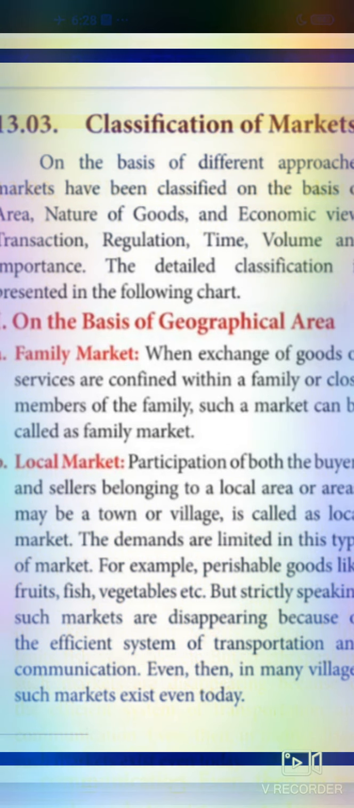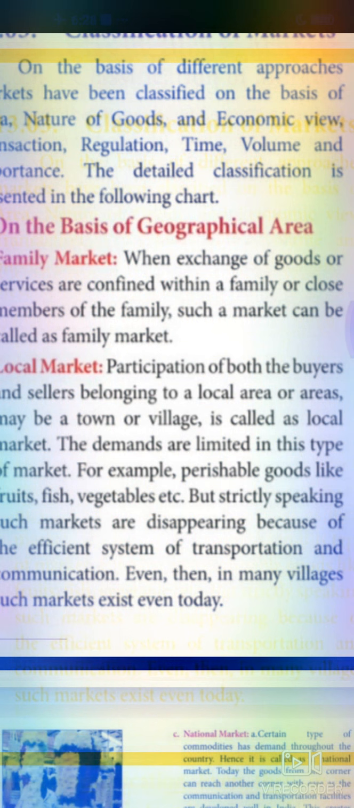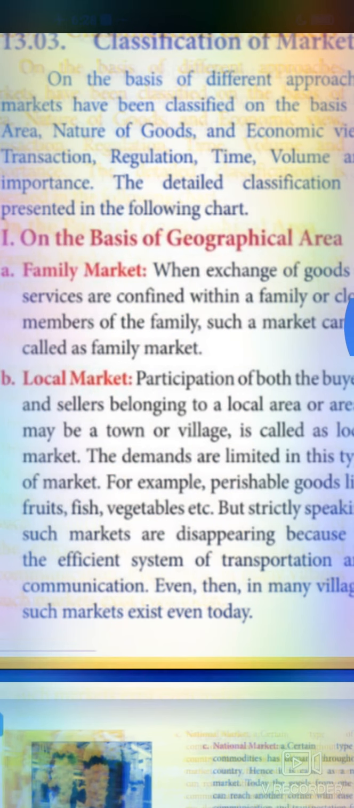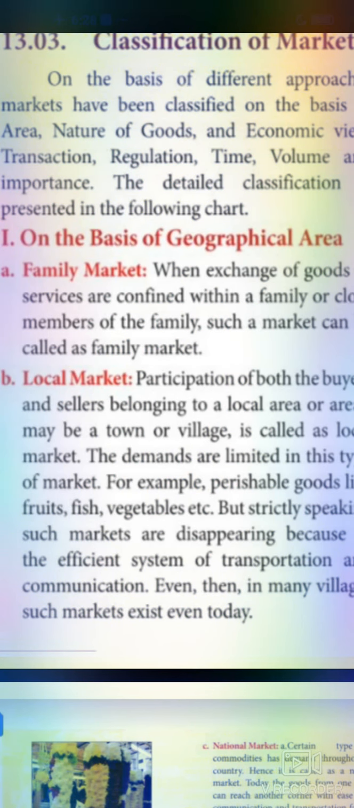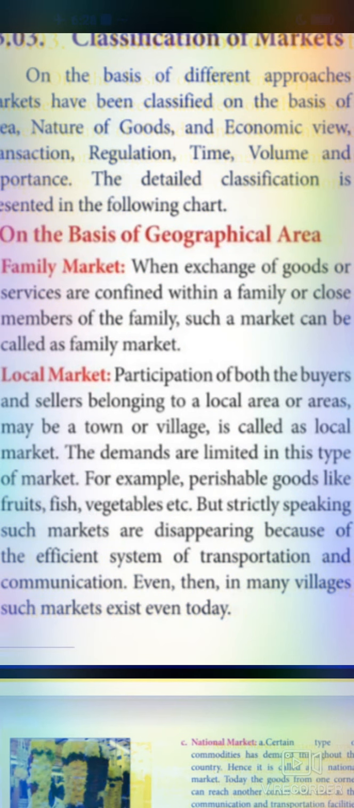First one is family market. Suppose the goods are confined within a family or within the members of the family, that is known as family market. The second one is local market. Here both the buyers and the sellers belong to a local area only. It may be a town or village. It is known as local market. Here the demands are very limited, for example perishable goods like fruits, vegetables, fish, etc. But nowadays, these markets are declining because of the efficient system of transportation and communication. Even in some villages, we can still see these markets.